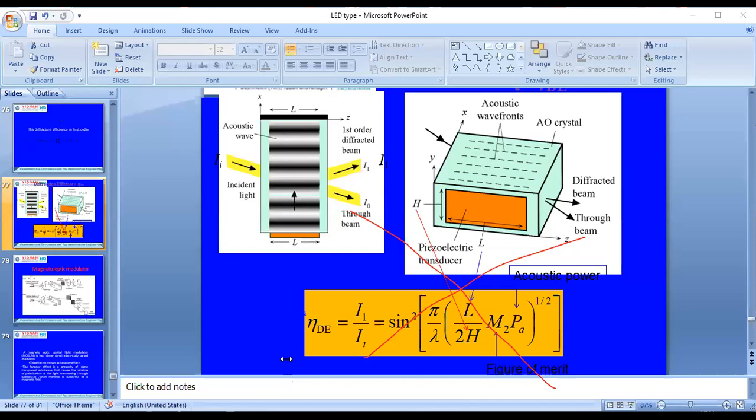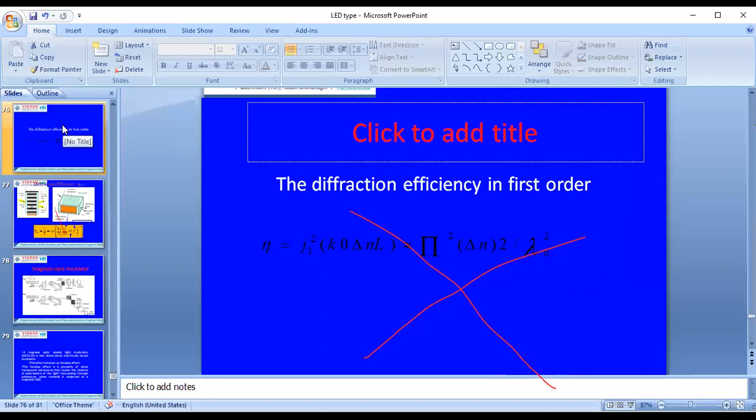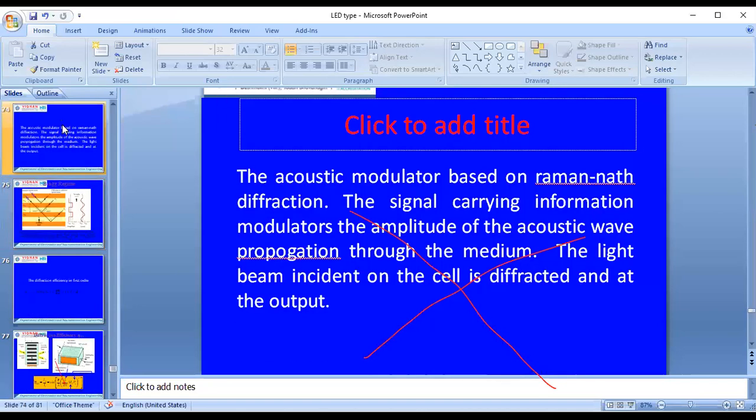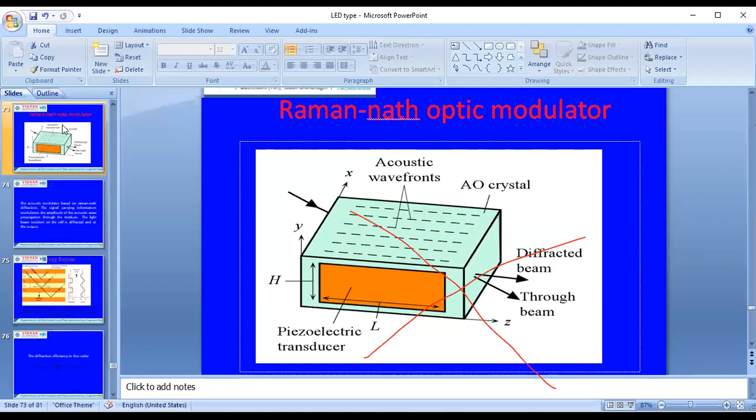So that is the efficiency of diffraction of light to be analyzed by the acousto-optic modulator, where we can take these two types of principles here, Raman-Nath effect and Bragg's equation.